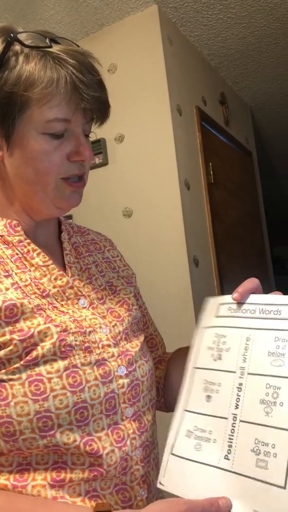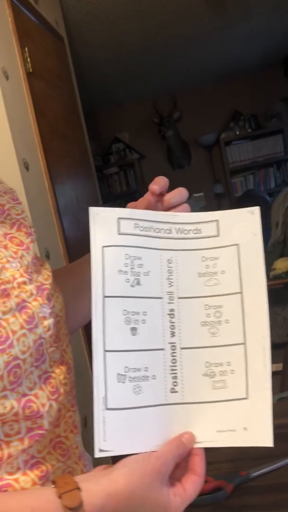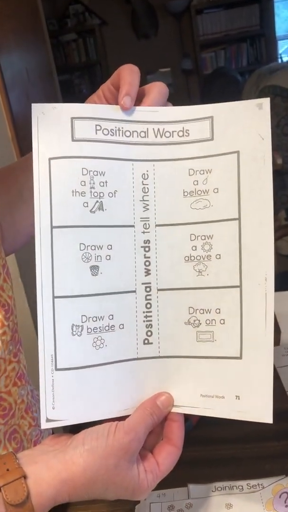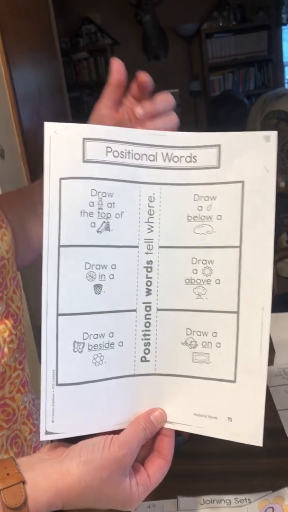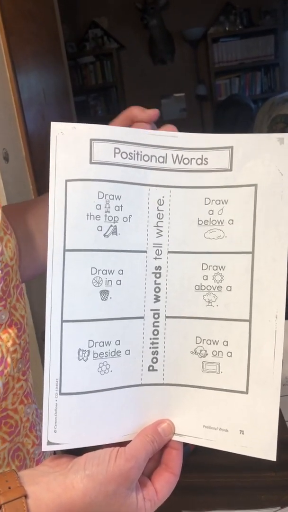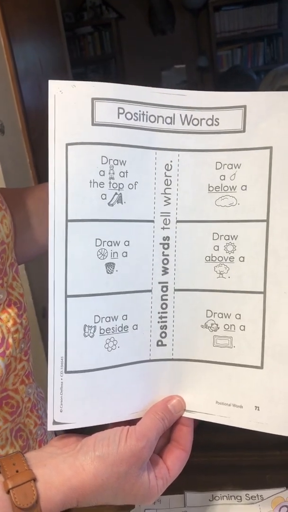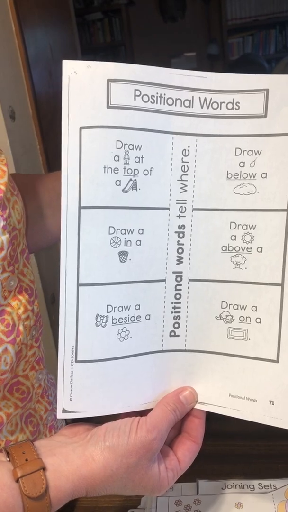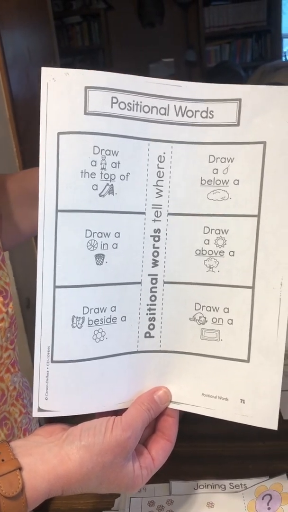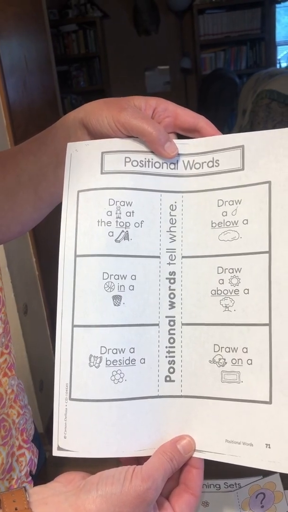Boys and girls, we're going to do another page for our interactive notebook. This page is for positional words, and positional words just means where something is. So it might be under, maybe Lizzie might be under the table, or maybe your paper might be on top of the table. And so that's what these words are going to be. This is what this page is all about.